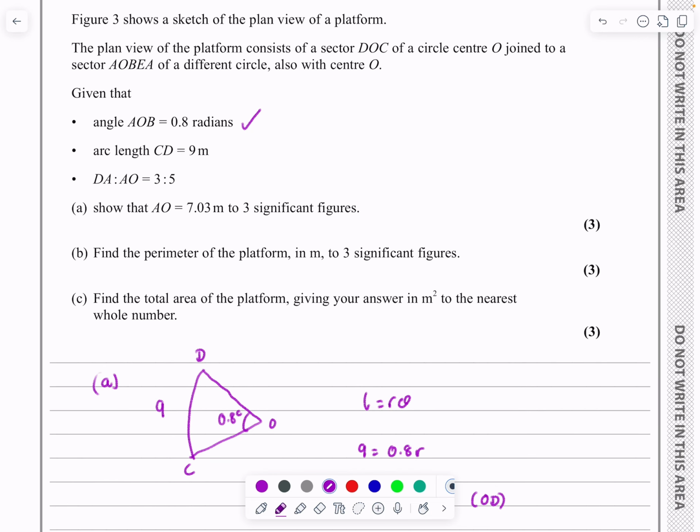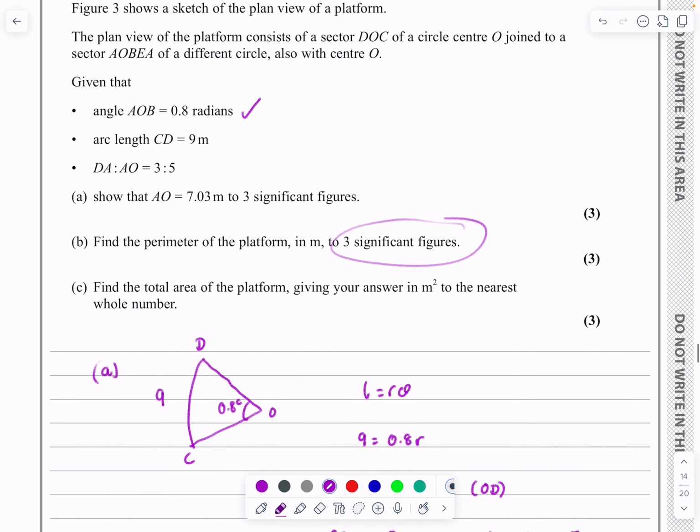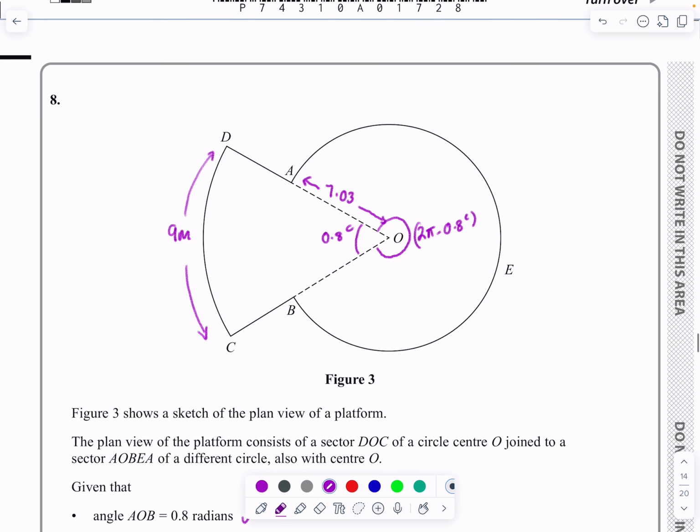With all of these questions, go back and just check each time. For the perimeter, they want it to 3 significant figures, and that is 56.0 to 3 significant figures. Be careful, make sure you're using exact numbers all the way through. And then part C says, right, can you now find the total area of the platform, given the answer in meters squared, and to the nearest whole number this time.